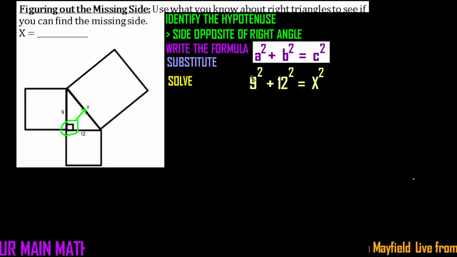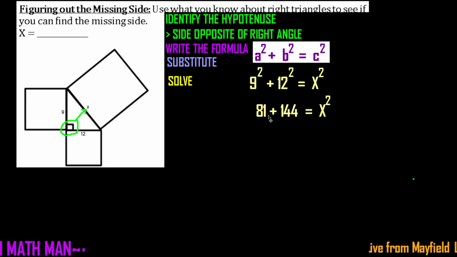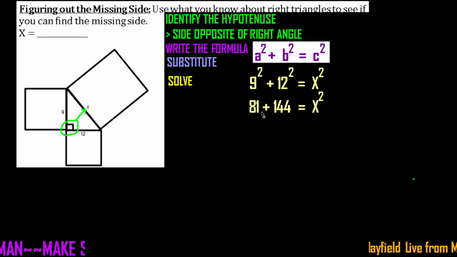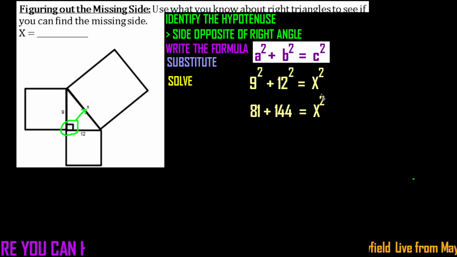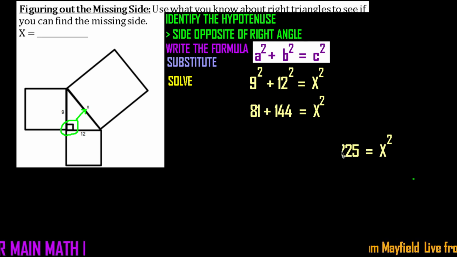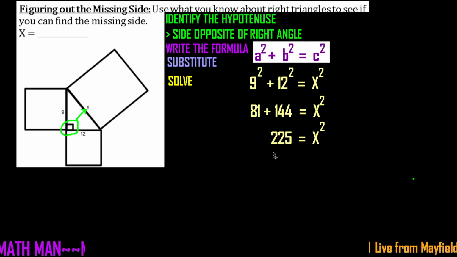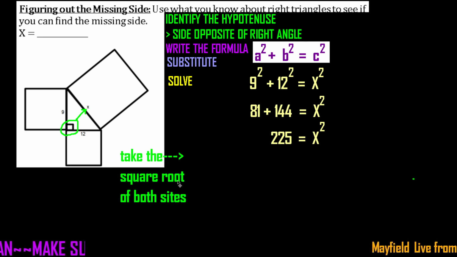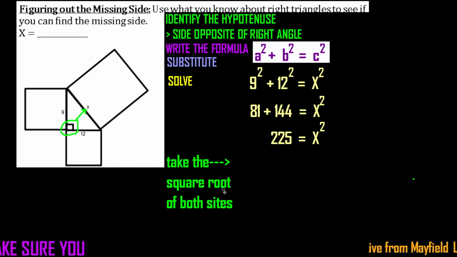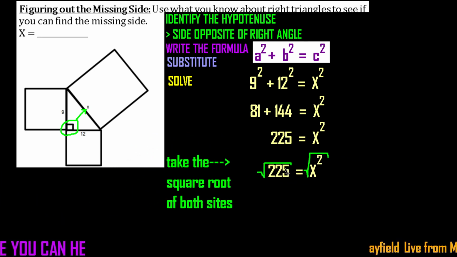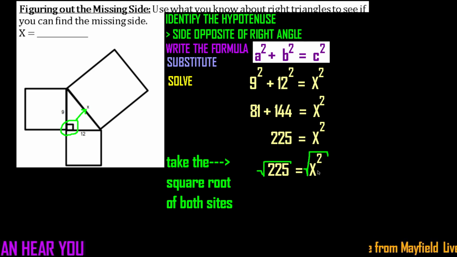So I'm going to have 9 squared, which is 81. I'm going to have 12 squared, which is 144. Since we don't know what x is, we let x squared stay the same. We can add these two together to be 225. And now here is the key part. We want to make sure we take the square root of both sides. So I'm going to take the square root of the left side and the right side.